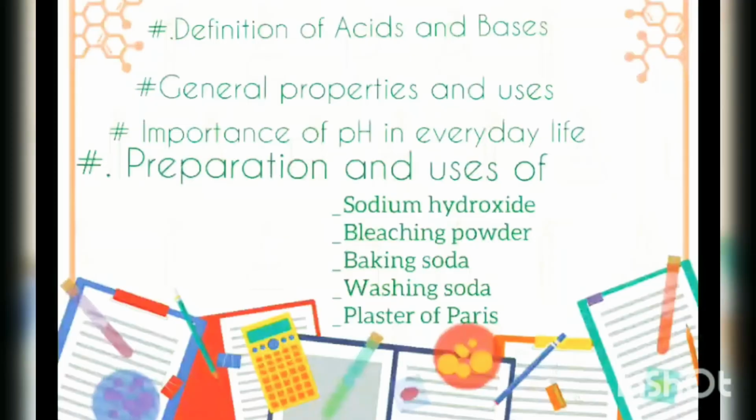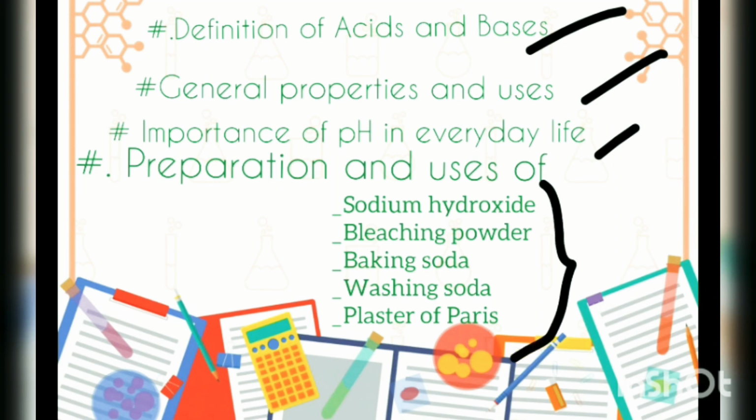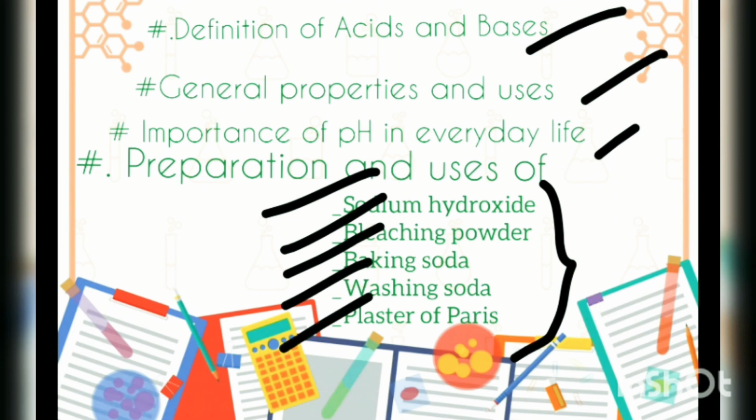So in our next video we are going to discuss the definition of acids and bases, general properties and uses, the importance of pH in our everyday life, and the preparation and uses of sodium hydroxide, bleaching powder, baking soda, washing soda, and plaster of Paris. By completing all these things, in our next video we are going to complete the syllabus of acids, bases and salts of CBSE grade.